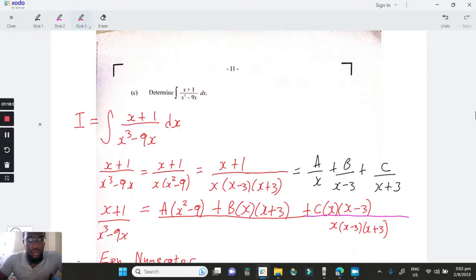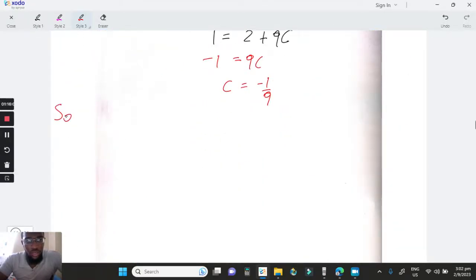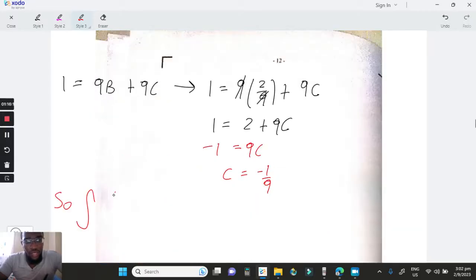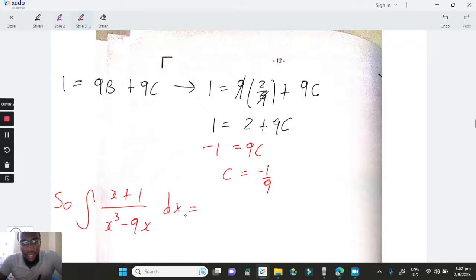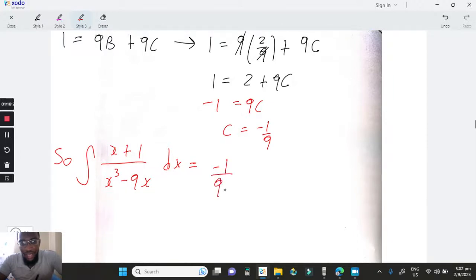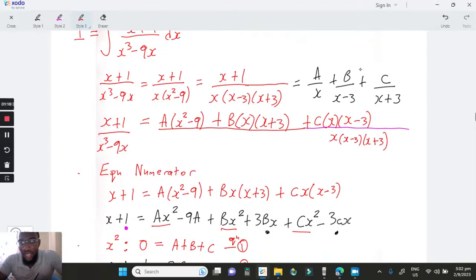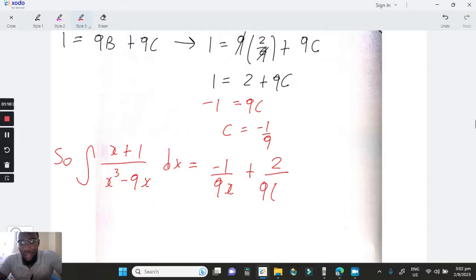From that, I can write down my answer. The integral of x plus 1 over x cubed minus 9x is equal to, remember it was a over x, but a is negative 1 over 9, so it's negative 1 over 9x, plus b over x minus 3, b is 2 over 9, so it's 2 over 9 times x minus 3, plus c, and c is minus 1 over 9 times x plus 3. That's your answer.